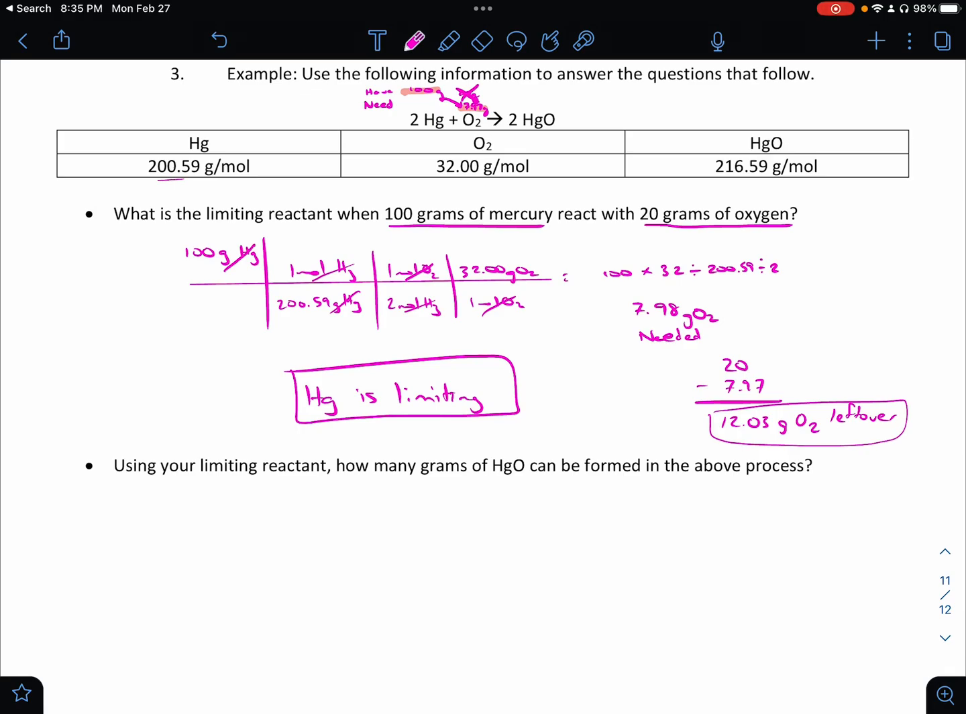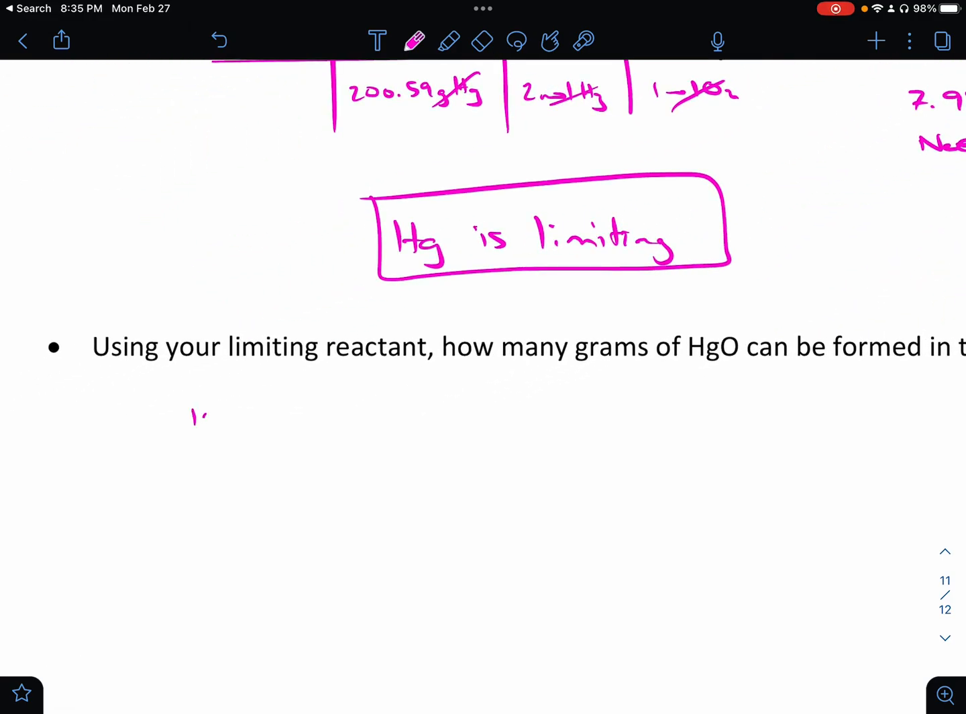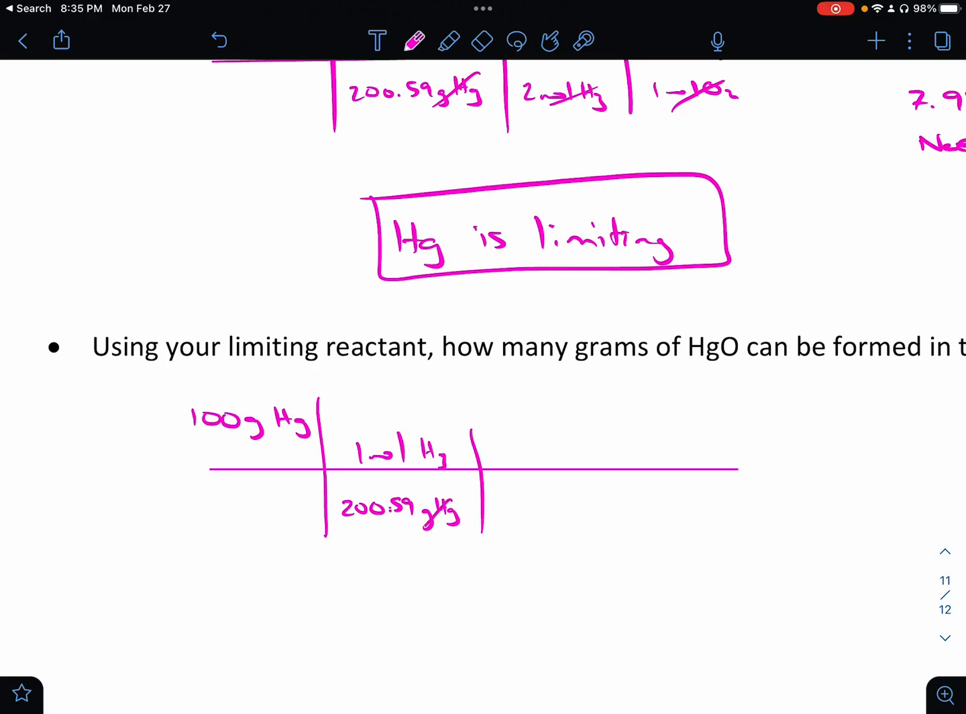It says, using your limiting reactant, which we said Hg was, how many grams of HgO can be formed in the above process? So we're going to start with our limiting reactant, mercury. We'll start our little T-chart with 100 grams of Hg. And this time, instead of going to oxygen, we're going to go to HgO. So we'll divide by our molar mass. It hasn't changed from either yesterday's notes or from above.